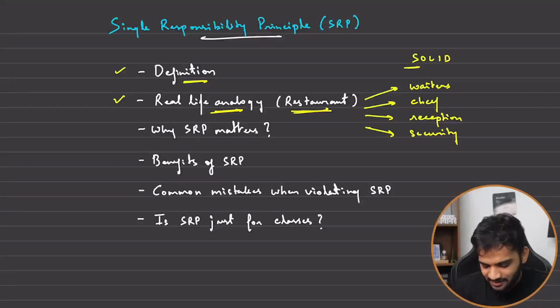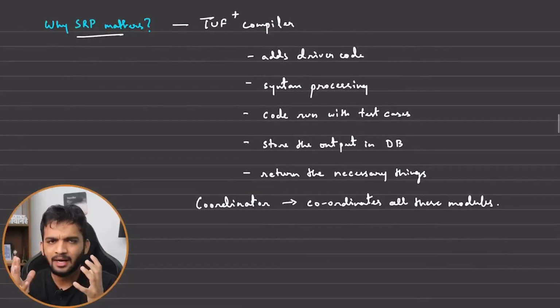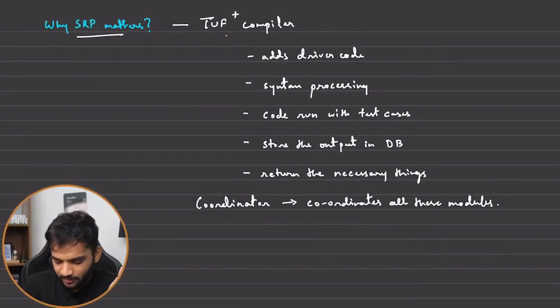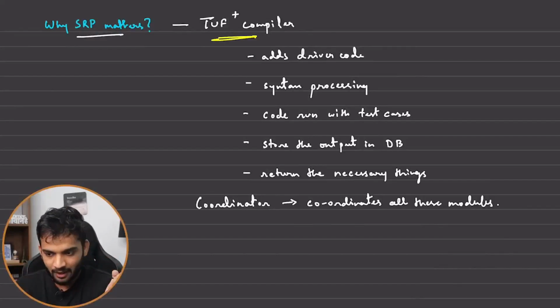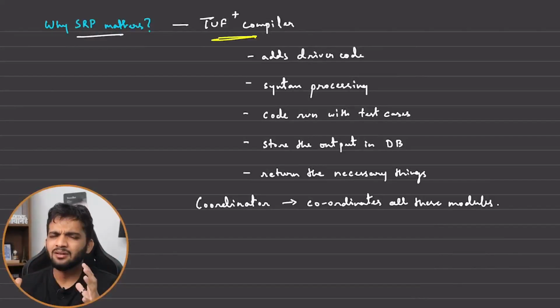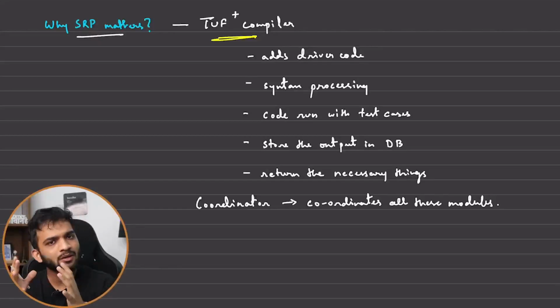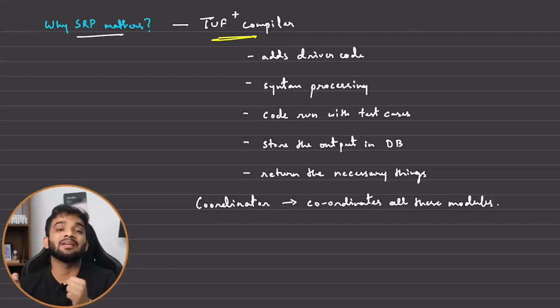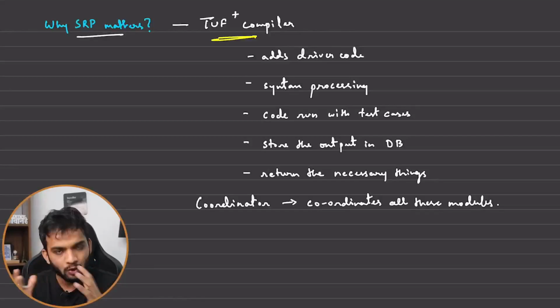Now, why does SRP matter? Let's understand. I'll take an example of the TUF Plus compiler, the code compiler where you write your code, where you run it, where you submit it. On a very high level, you might think, okay, whenever I click the run or submit button, the code is getting executed and I'm getting the output. Pretty simple, but that's on a very high level point of view. When I get into the low level perspective, there are a lot of things.